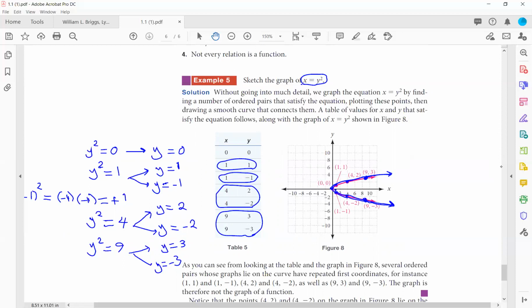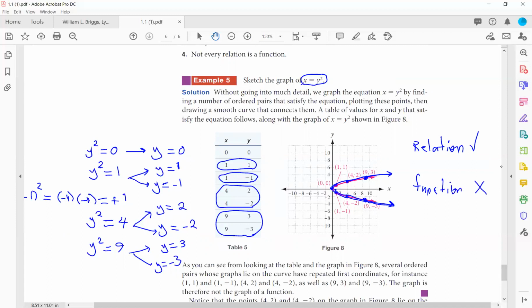Here you can say that, by using the definition of a function, for my x value 1, I have two different y values. So it doesn't satisfy the definition of a function. This is just a relation, not a function. A relation is a collection of points in the xy plane. Is it a function? Of course not.